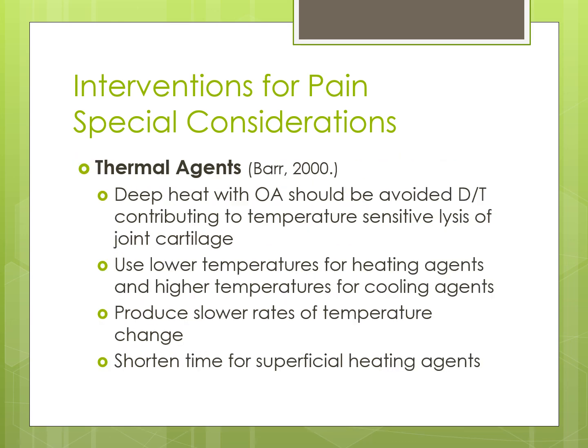Again, you can totally utilize heat to help with some of the pain management, but you want to use lower temperatures for the heating agents and higher temperatures for the cooling agents. So you don't want super, super cold or super, super hot. You want these changes to produce slower rates of temperature change. I get that, but you'll also want to shorten the time for superficial heating agents. So you'll have to balance out the pros and cons of utilizing some of these thermal agents with our older adults.